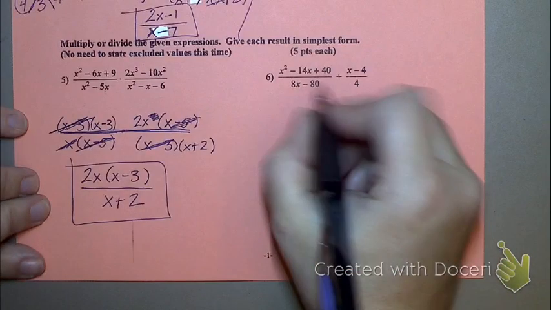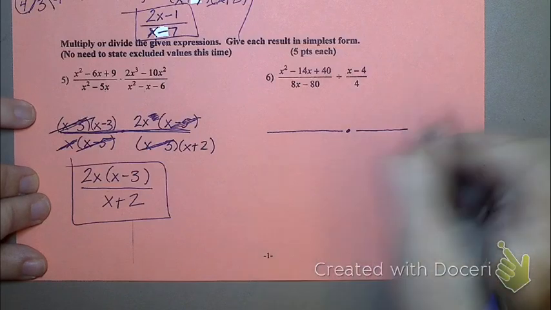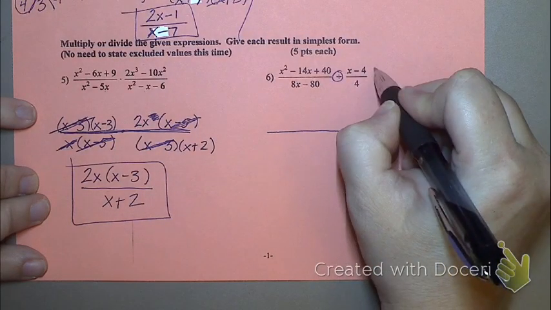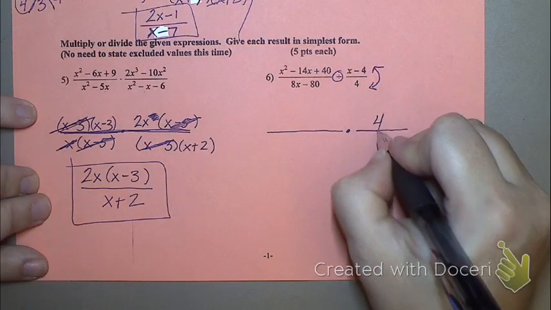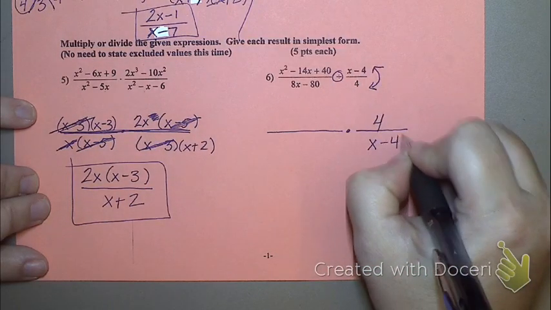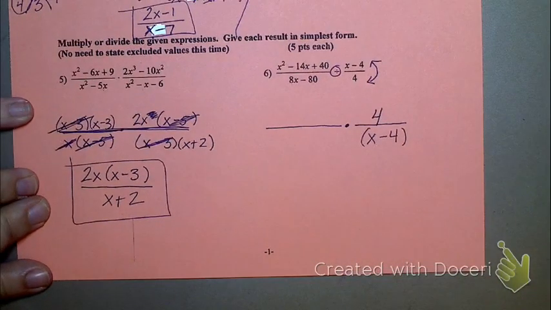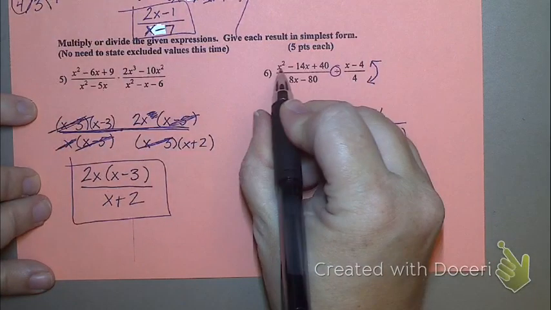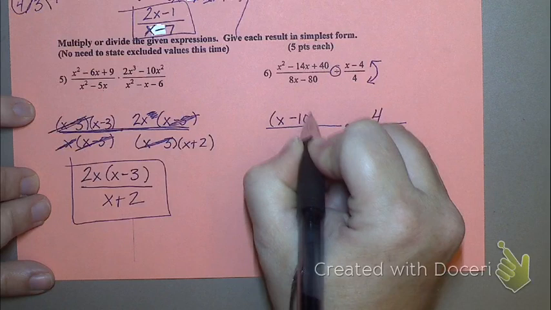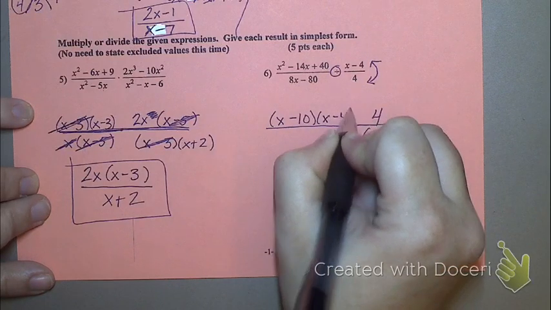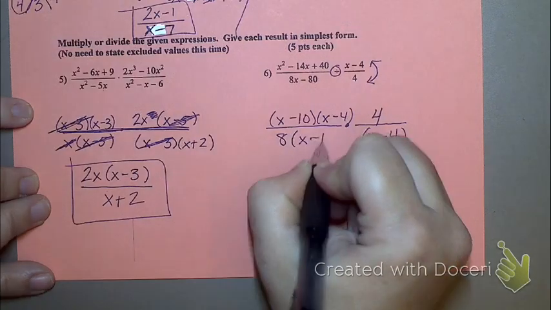All right, next one. I'm going to change this to multiplication, and I can as long as I do what? This is division. I need to flip that fraction. So that's going to be 4 on top and x minus 4, which cannot be factored, so I'm going to put it in parentheses on the bottom. The other fraction stays the way it is. X squared minus 14x plus 40 becomes x minus 10, x minus 4. And 8x minus 80, I can take out an 8, and I have x minus 10.